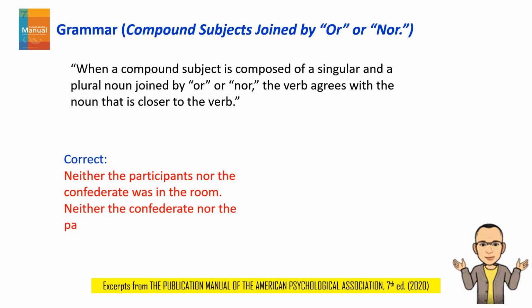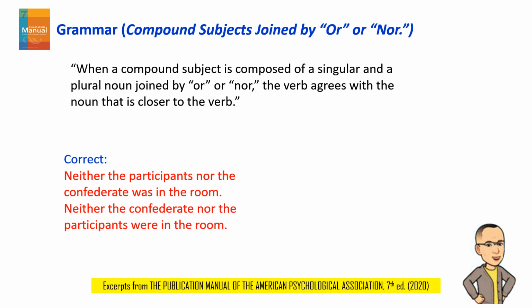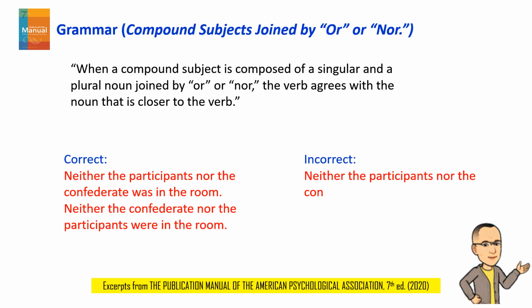Similarly, it is correct to say, neither the confederate nor the participants were in the room. However, it would be incorrect to say, neither the participants nor the confederate were in the room.